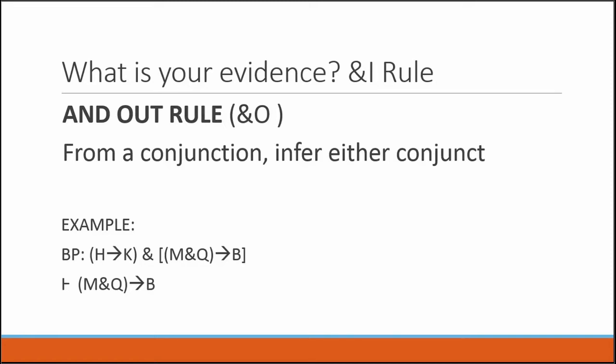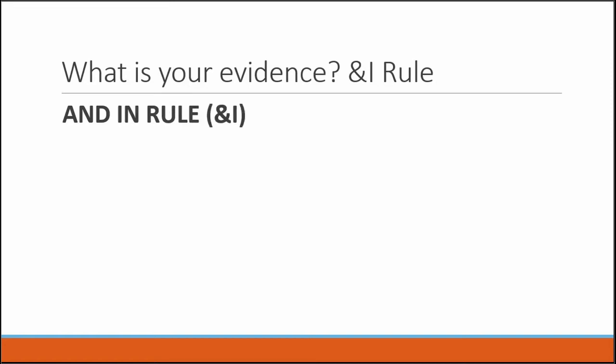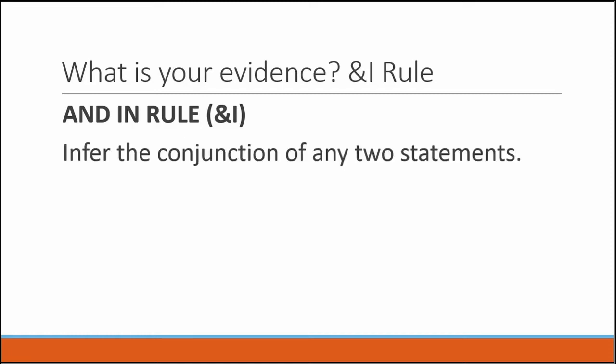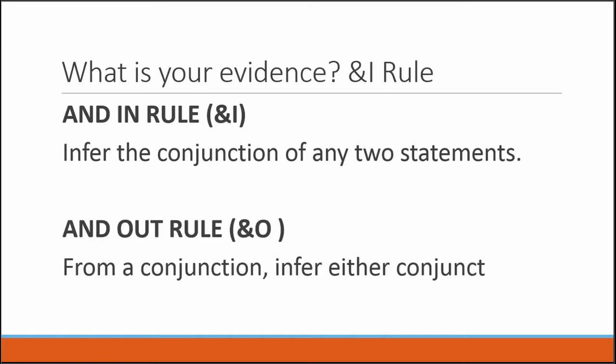Or we could infer M and Q arrow B. From a conjunction, infer either conjunct. Okay, so we have learned the and in rule, infer the conjunction of any two statements, and the and out rule. From a conjunction, infer either conjunct. These rules are very simple, so try not to overthink them. They are as simple as they seem.